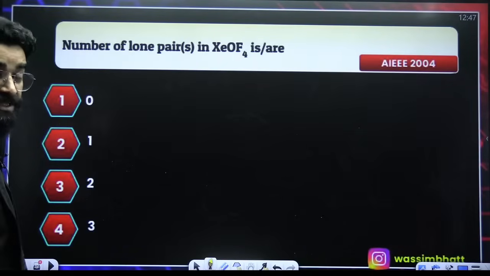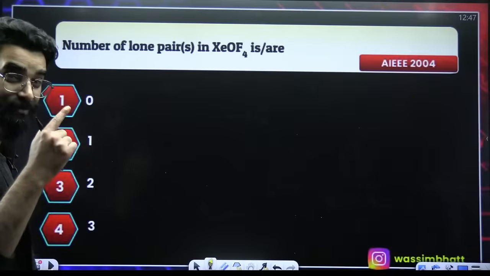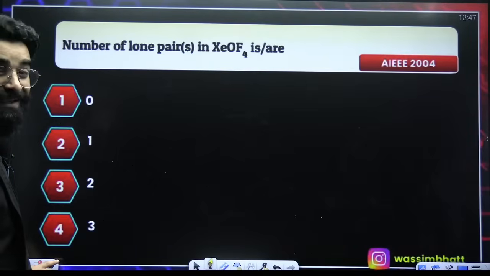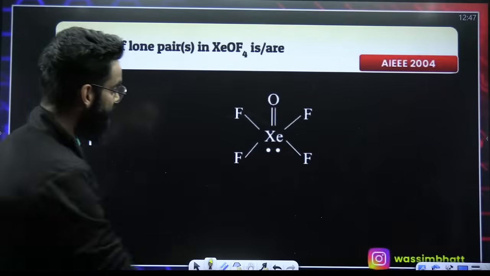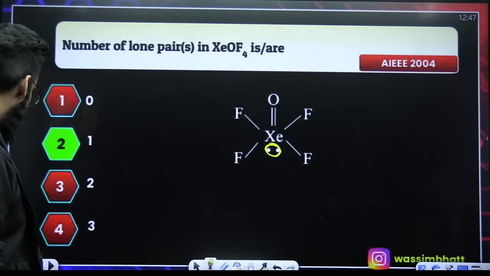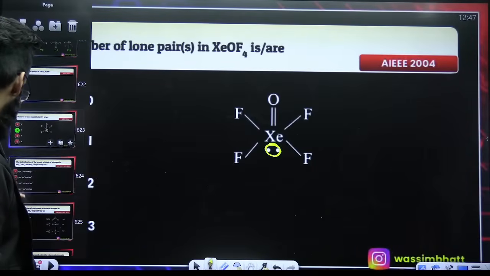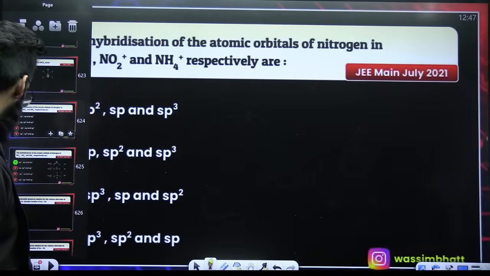Number of lone pairs in XeOF4. Number of lone pairs on the central atom. On xenon, that will be 1. Right? If you remember that bond angle question which I showed you, how many 90 degrees are there in XeOF4? There was 1 lone pair. This question we've already solved.